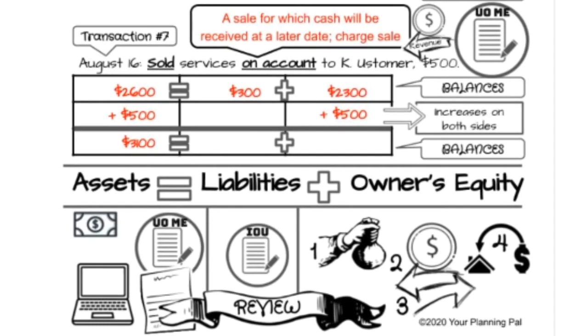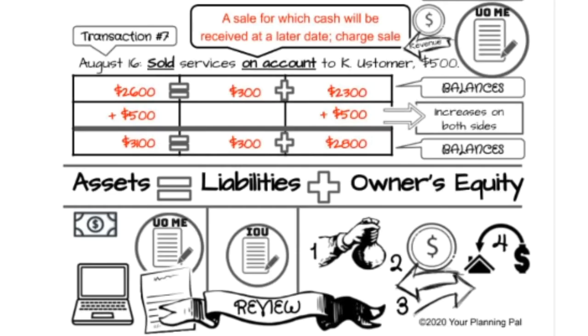And when we add up our balances, we've got 2,600 plus 500, which is 3,100. And then our liability gets dropped down, and in our owner's equity column, we have 2,800. And so it is in fact still in balance because $3,100 is equal to $300 plus $2,800.